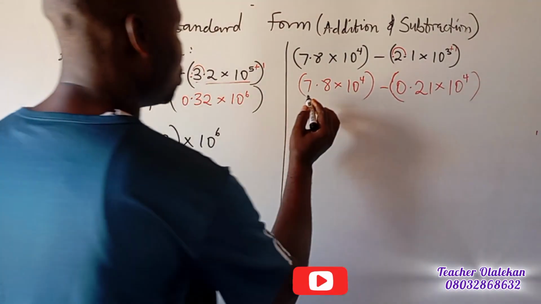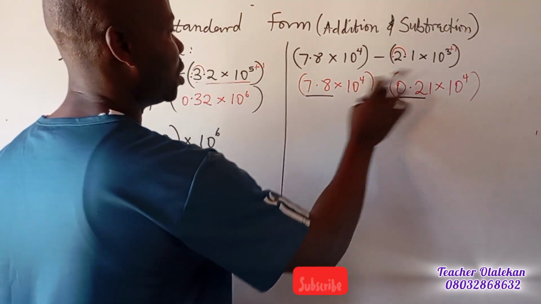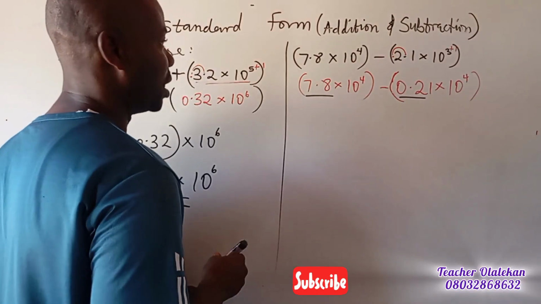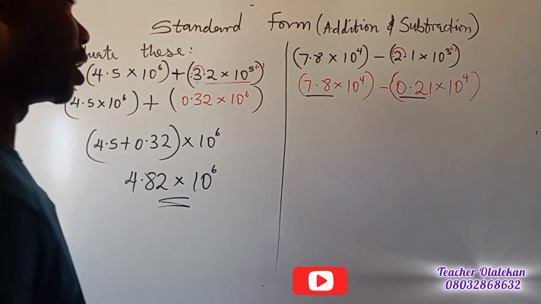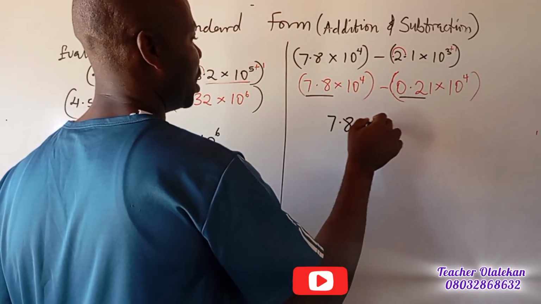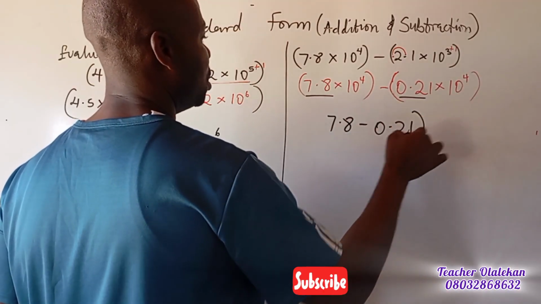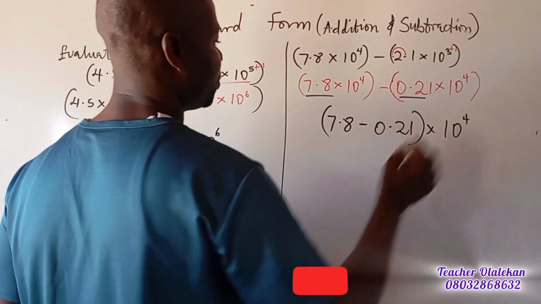So we subtract the coefficients, which is the base, then we take one of the 10 raised to power 4. That's how to do subtraction and addition in your standard form. Please do not forget that. So that becomes 7.8 minus 0.21 in bracket times 10 raised to power 4. So we just pick one of them.